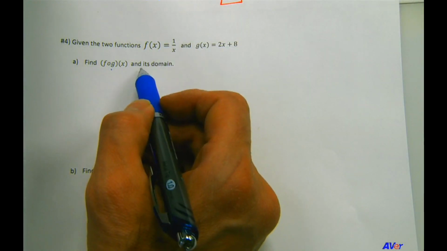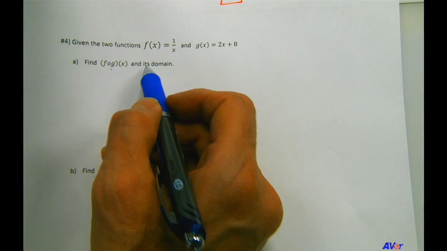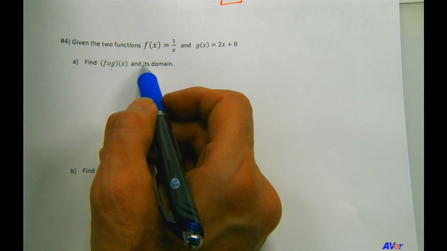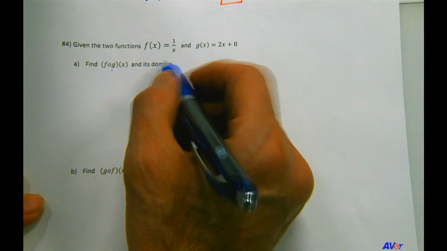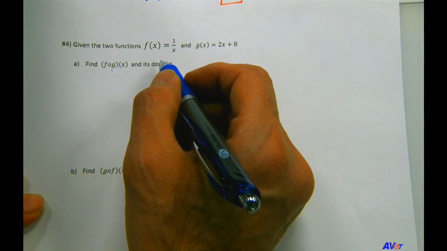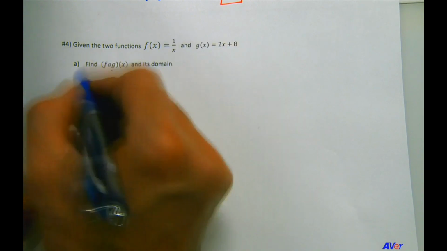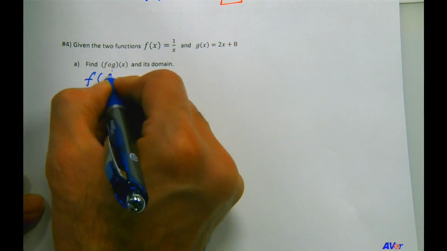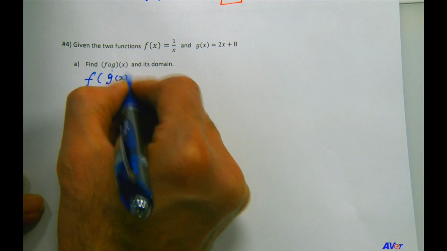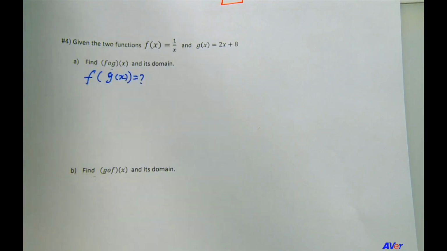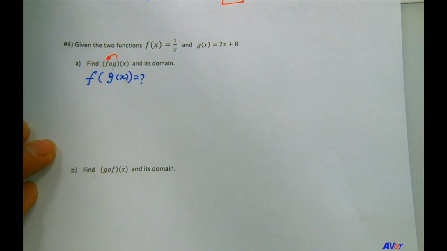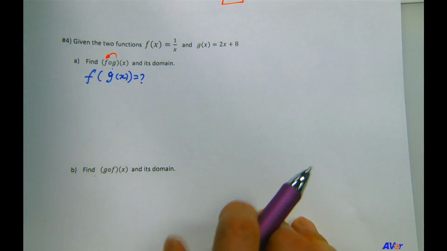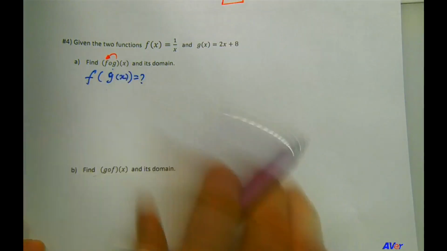And because of that, we need to find the domain of the composite function. Okay? And we've talked about that. So now you'll see how that works in practice. This is saying put g inside of f. That's what they want us to calculate. The second function goes inside the first one, just like what I've shown.